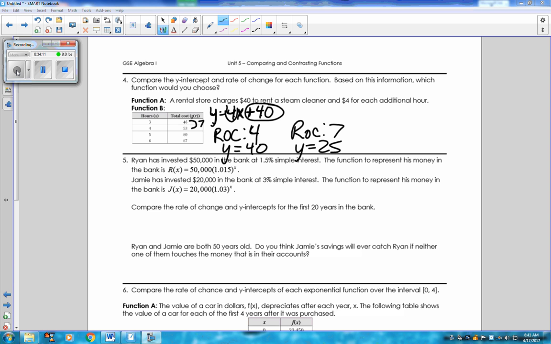Okay, I have a real question. When you have 2 functions, you have to get the rate of change and the y-intercept for both functions. You can't just pick one. It depends on what they're asking for. You've got to read the instructions. What are they even asking for? Y-intercept and rate of change. Which function would you choose? Guys, okay, time out. I have a question. Next problem. I'm sorry.